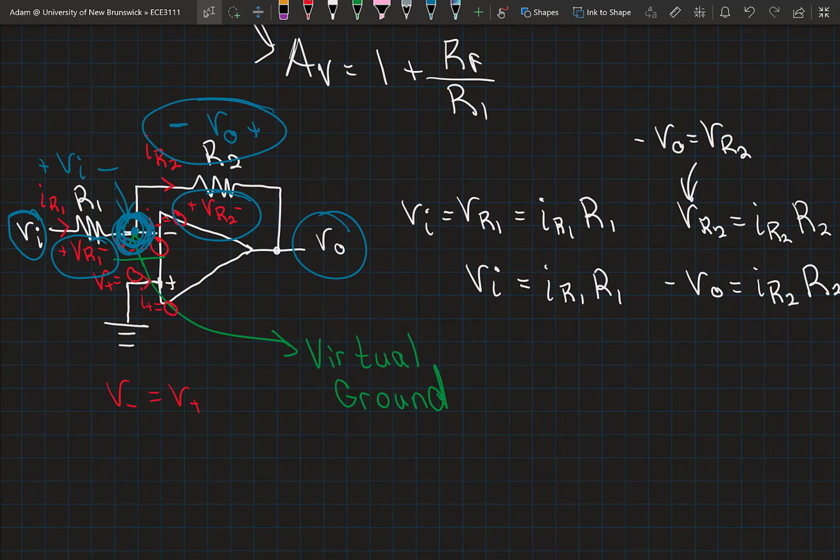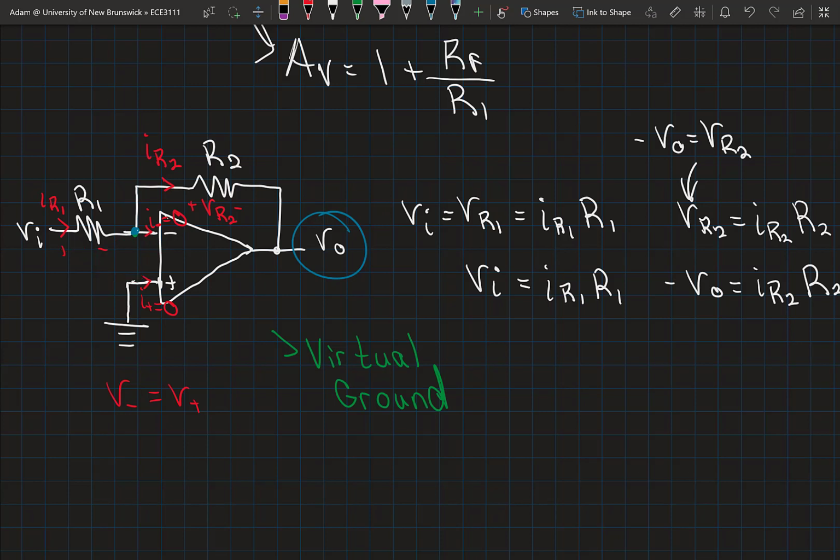Let's make another observation here. I'm kind of making a mess of this diagram, so let me clean this up a little bit. Maybe I'll take these arrows as well, and these other voltages out here, since we've already dealt with them.